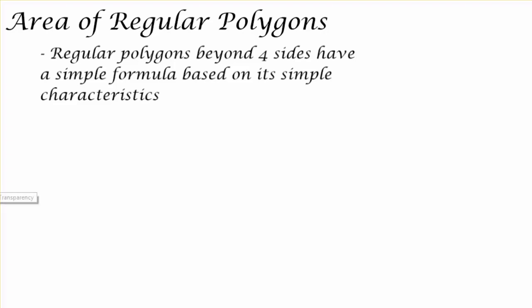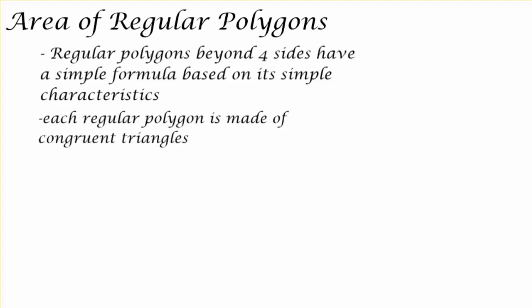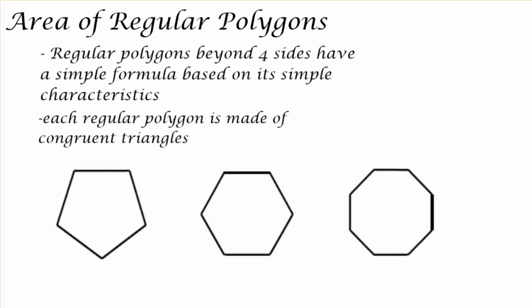Welcome to the lesson on the area of regular polygons. In this lesson, we will go beyond triangles and quadrilaterals to determine how we can find the area of regular polygons. Now, regular polygons beyond four sides have a simple formula based on their simple characteristics. The base idea here is that each regular polygon is made up of congruent triangles.